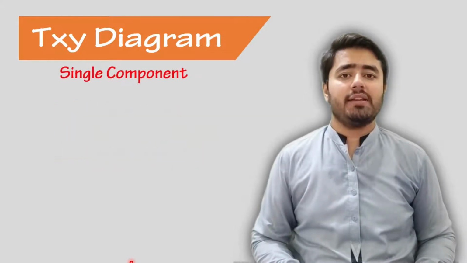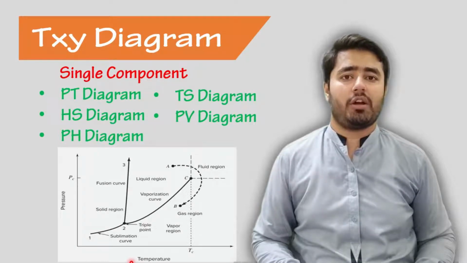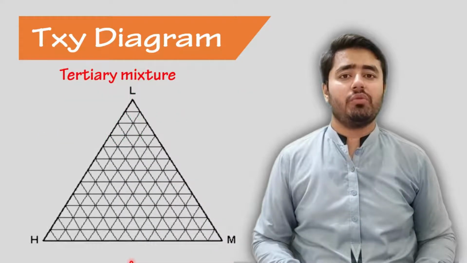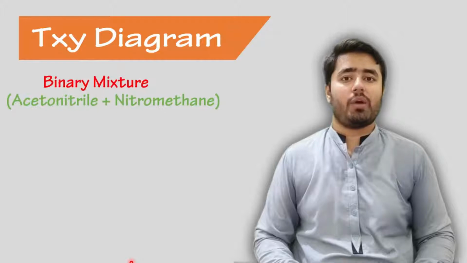So if we have a single component, then we use diagrams like the TS diagram, PS diagram, HS, PV and PS diagrams. And for a ternary mixture, we use the diagram called the ternary phase diagram. And what about the binary mixture? For a binary mixture, we use the Txy diagram.